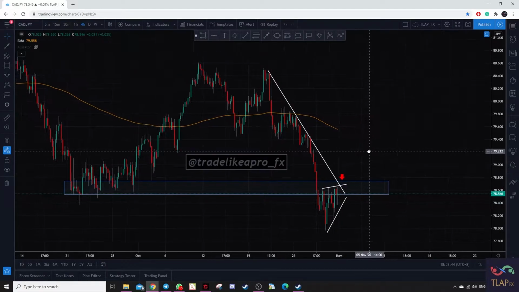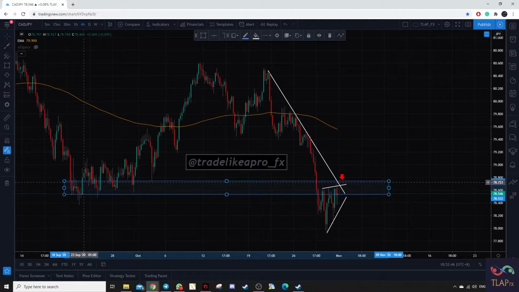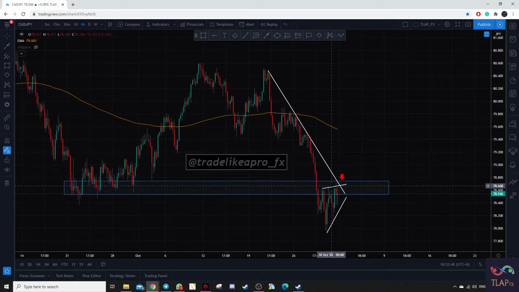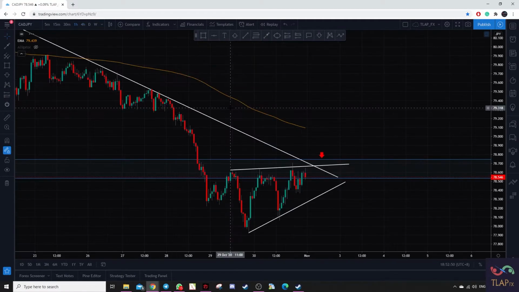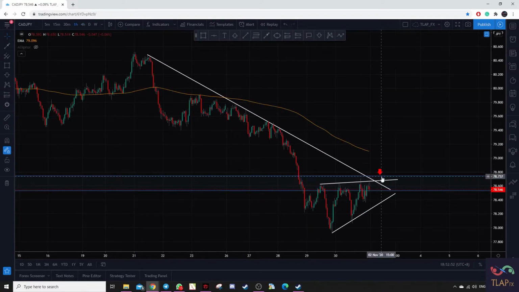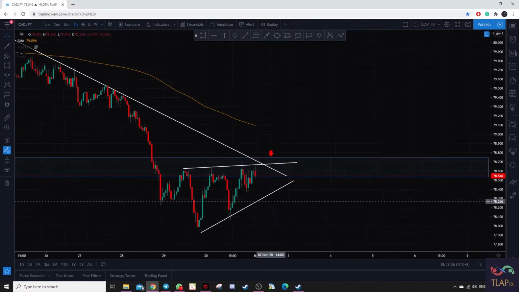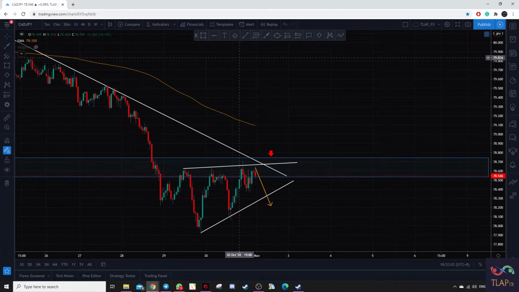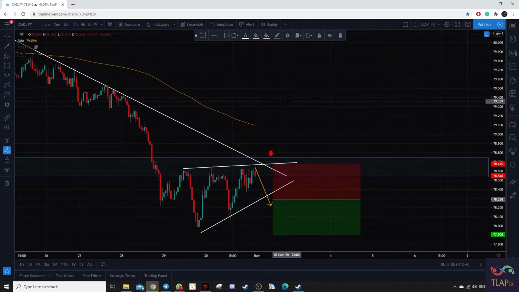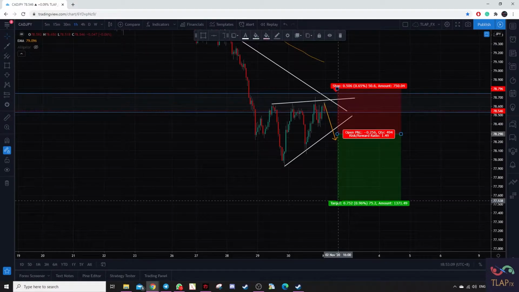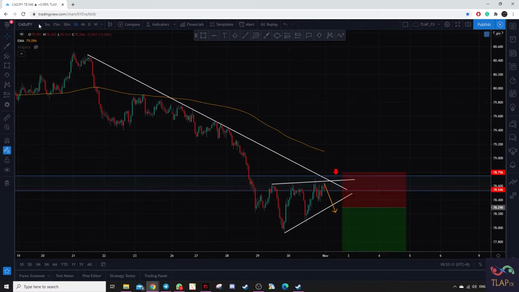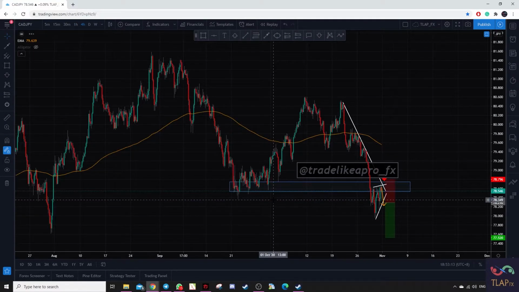Next, we have CAD Yen. You can see that we have a structure here where prices are currently retesting this level, and dropping down to the lower time frame, you can see that there is a descending trend line right here. So this is a wedge pattern forming, and typically we look for downside breakout. So if prices can break this level, we can actually take a short position, stop loss above this structure, and aim for previous low over here.